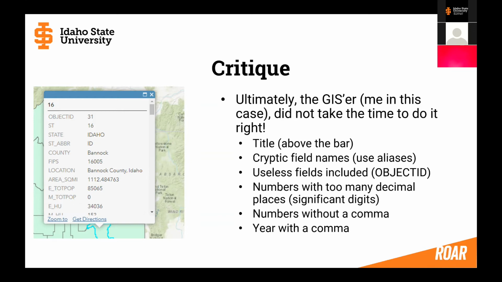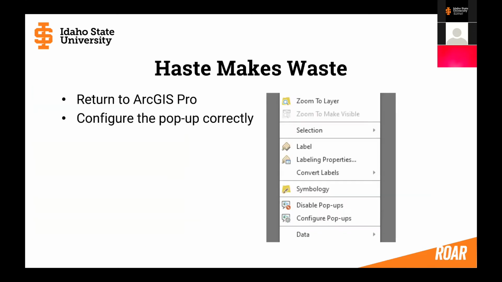There are useless fields included. Just don't show them. Don't bother showing object ID. I bet you no one gets any information from object ID, including us GISers, and certainly the consumer is not going to get any useful information from object ID. Numbers with too many decimal places, we talked about that. Numbers without a comma, year with a comma, we don't want to see any of that. We shouldn't be seeing any of that.